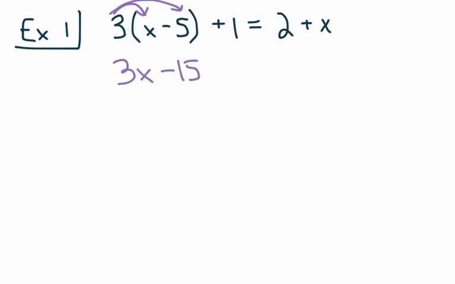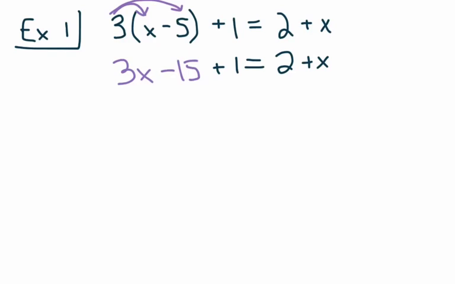All right, so we've distributed the 3 into the parentheses. Now we bring down the rest of our problem, making sure we keep our equal signs aligned. Now when we look at that left side, there's 3 parts to it still. There's 3 terms. I have a 3x, I have a minus 15, and I have a plus 1. So this is not simplified all the way. I need to combine my like terms.